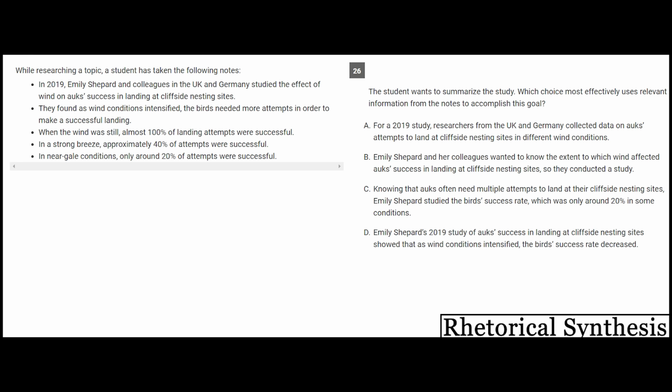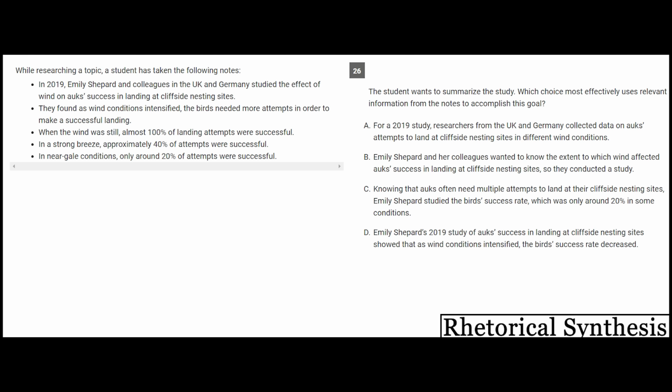The last question on the English SAT is going to be a rhetorical synthesis question. These questions give notes and a goal, but most of the time you don't even need to read the notes to accomplish the goal. For example, in this question, the goal is to summarize the study. Now we can just look at the answer choices and decide which one accomplishes the goal best. Choice A says, "For a 2019 study, researchers from the UK and Germany collected data on auks' attempts to land at cliffside nesting sites in different wind conditions."